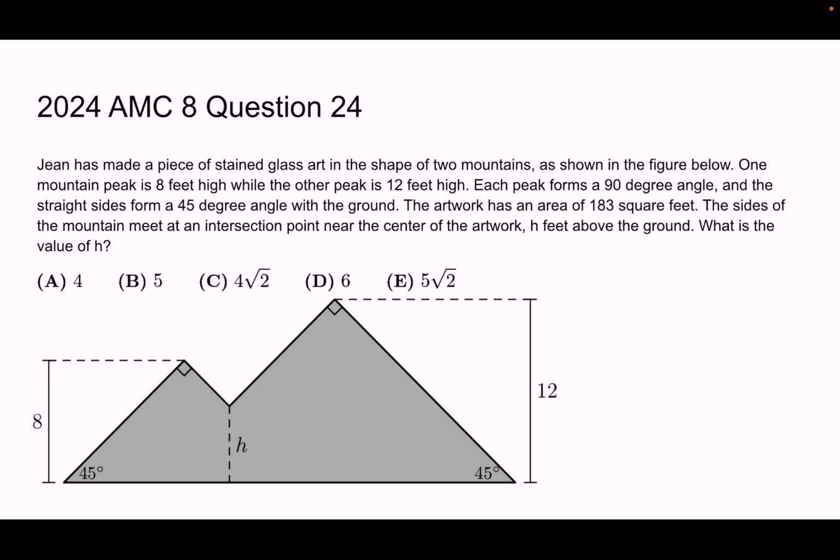The sides of the mountain meet at an intersection point near the center of the artwork, 8 feet above the ground. What is the value of h? This question is nice in that there is a 90-degree angle and a 45-degree angle. This reminds me of isosceles right triangles. So the first thing I would do is to actually form those triangles out.